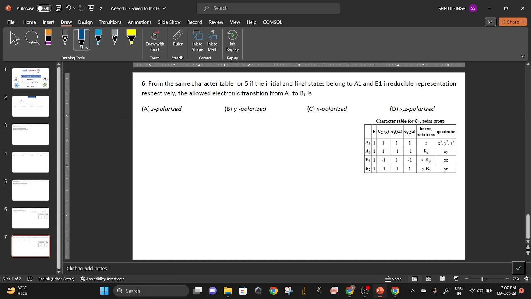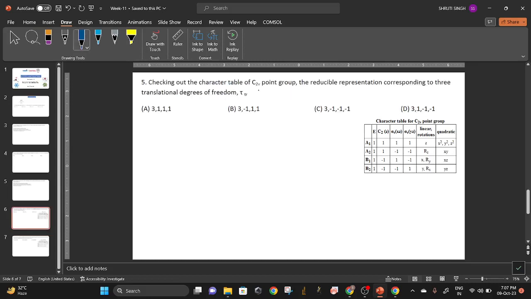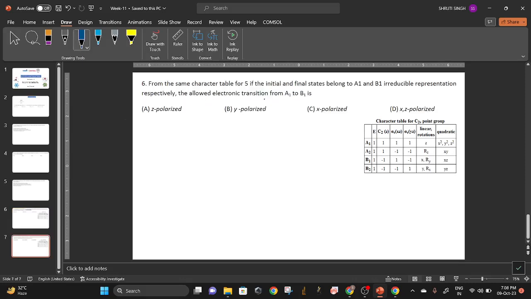So this one we have discussed actually. It says that for the same character table in question number 5, we have the C2V point group. So here also we have to use the C2V point group. If the initial and final states belong to A1 and B1 irreducible representations, the allowed electronic transition from A1 to B1 is accompanied by which polarization of light?